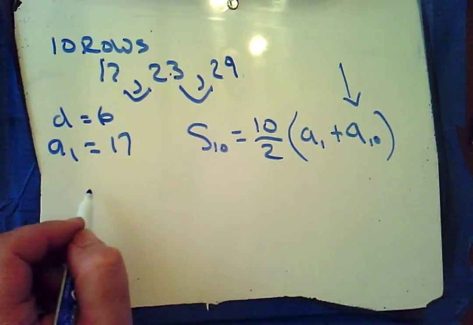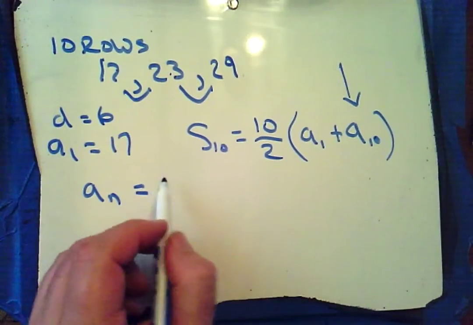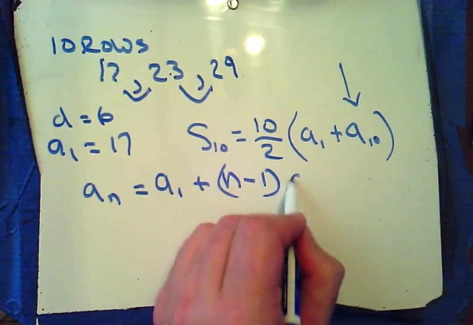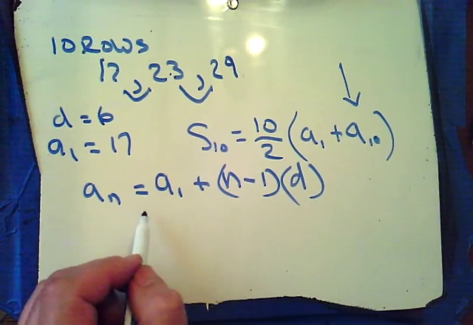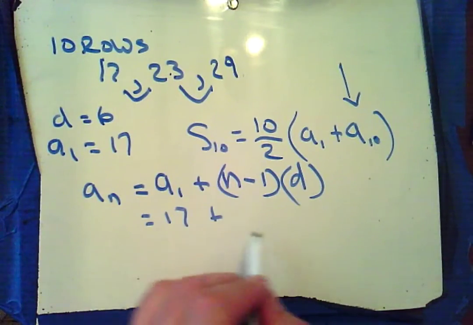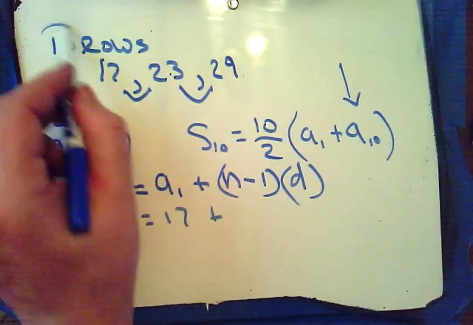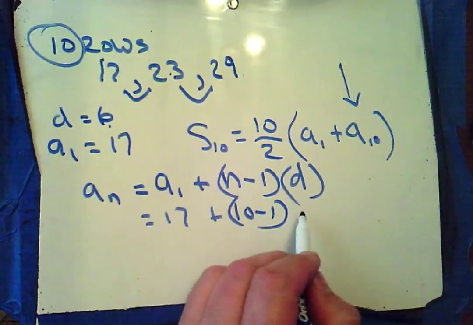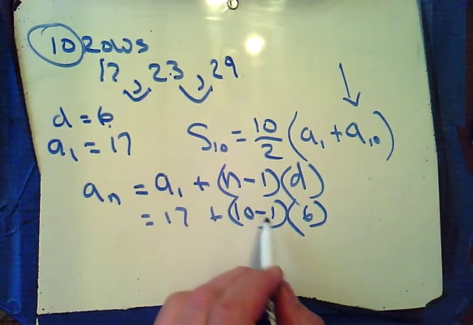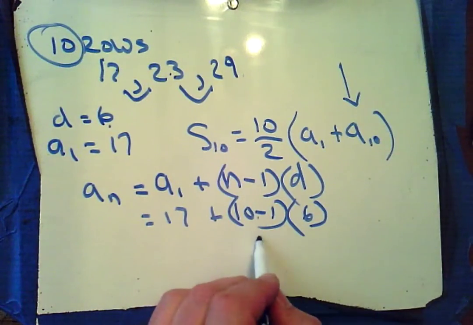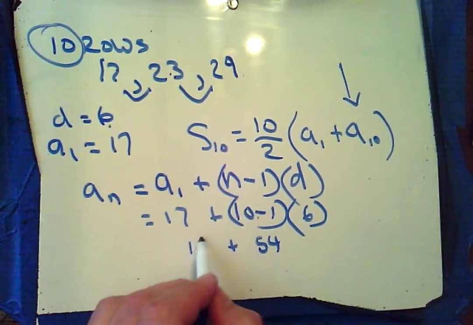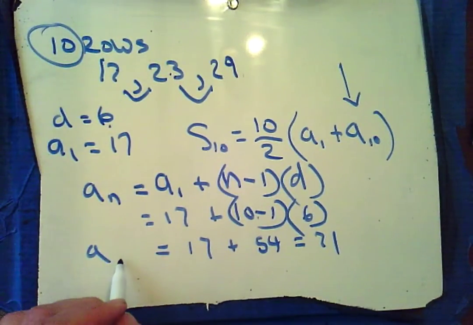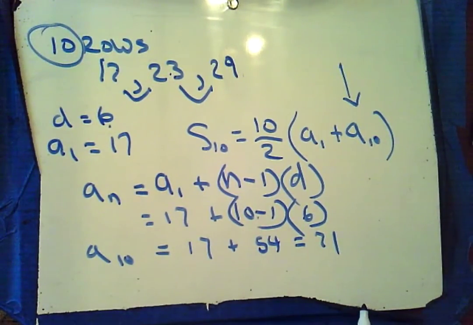Well, I can write the arithmetic rule for this sequence, a sub 1 plus n minus 1 times d, and I can plug in what I know. I know that a sub 1 is 17, I know that n equals 10, and I know that d equals 6. So this is 9 times 6, 54 plus 17, which is 71. So we know that a sub 10 is 71.